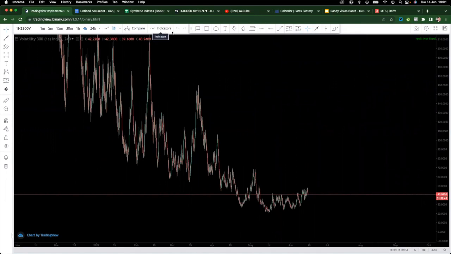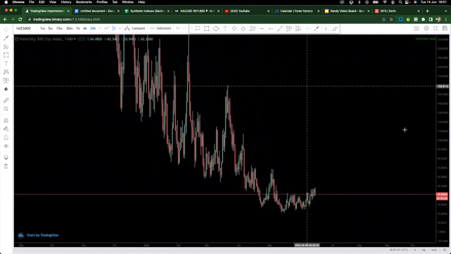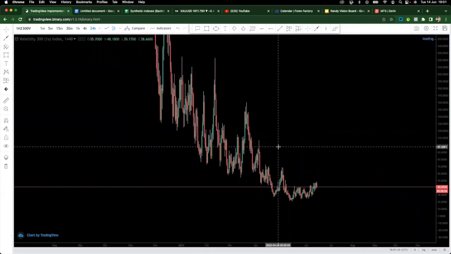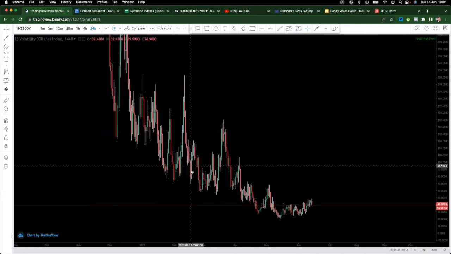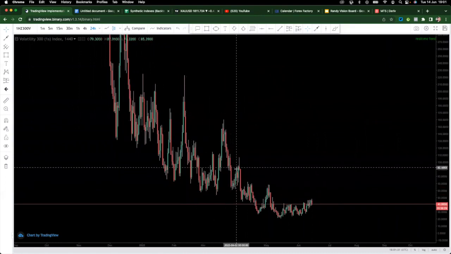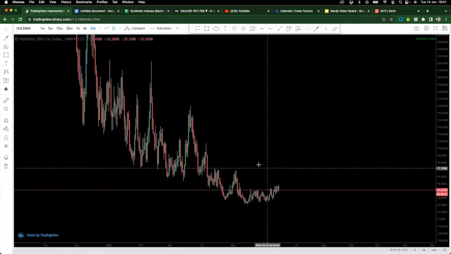Now we're on the chart of VIX 30 1S. Let me go to the daily time frame real quick. On the daily time frame, you can clearly see that the market is in a downtrend. Why is that? It's because the market is making lower low, lower high, lower low, lower high, lower low, lower high. So we are automatically in a downtrend.